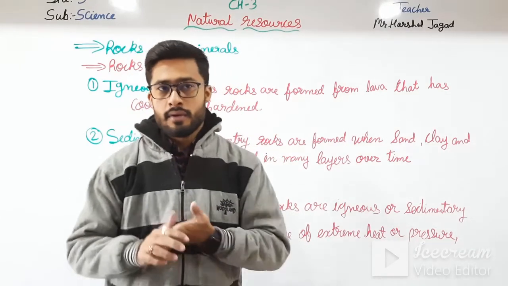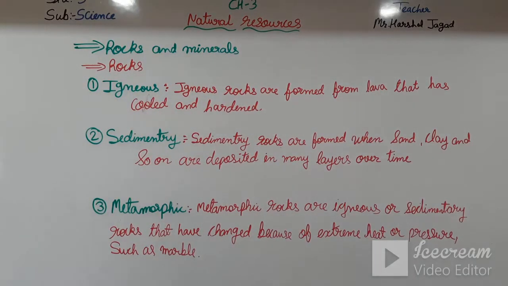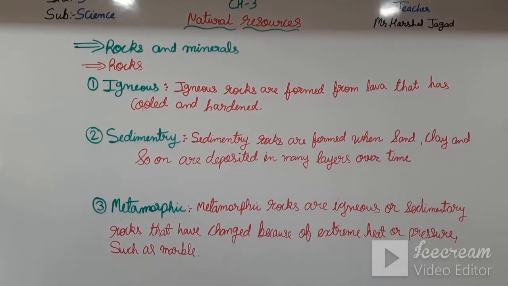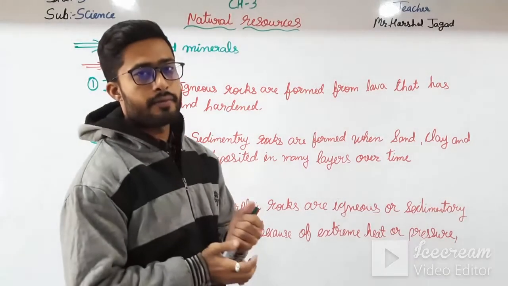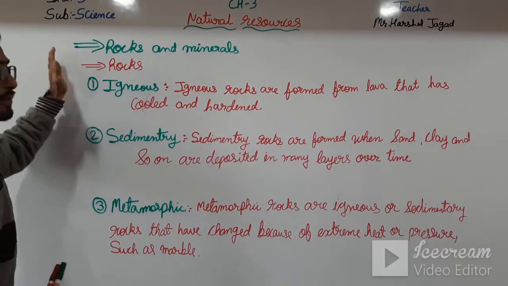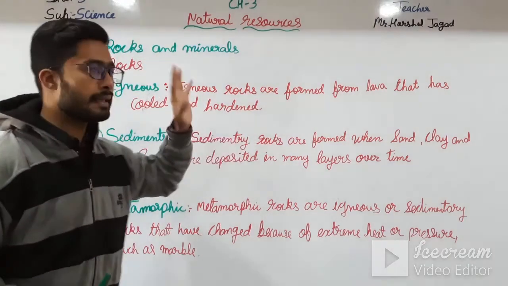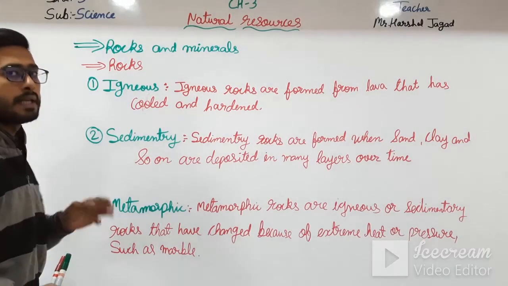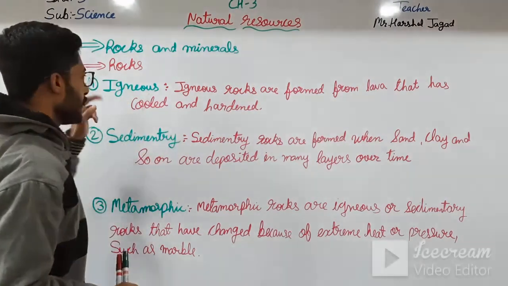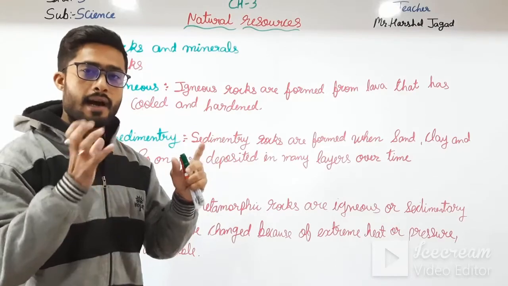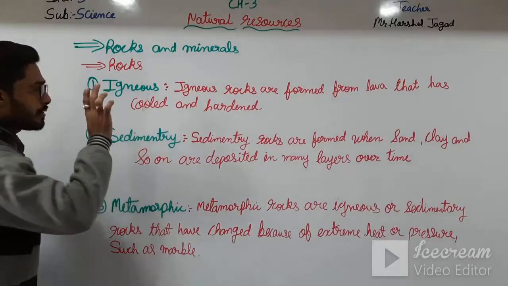Now let us revise this and we will complete this video, and further we will see in the next video. Here we have reached the topic of rocks and minerals. What are rocks? Igneous rocks, sedimentary rocks, metamorphic rocks. There are three types of rocks. First of all, igneous rocks are formed from lava which is cooled and then hardened, and that rock is known as igneous rock.